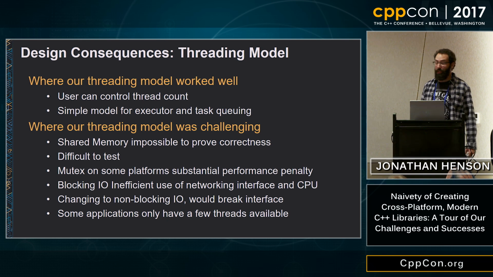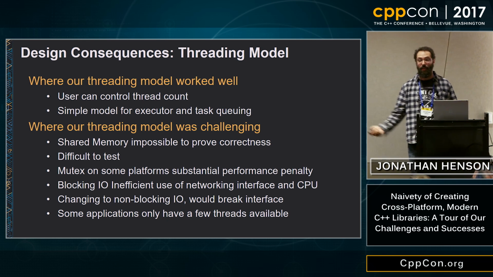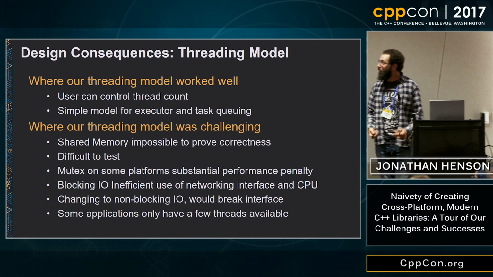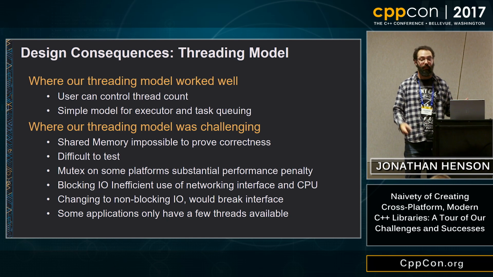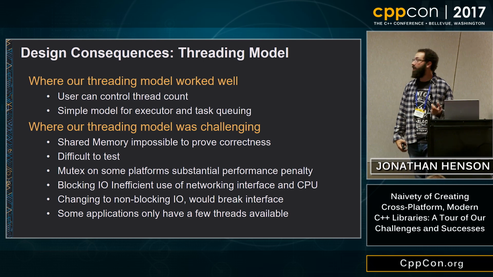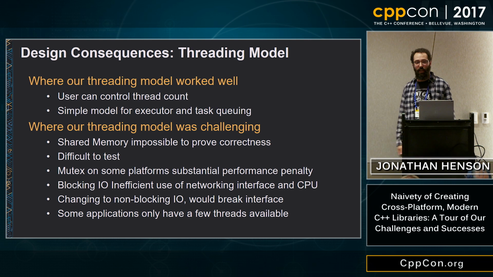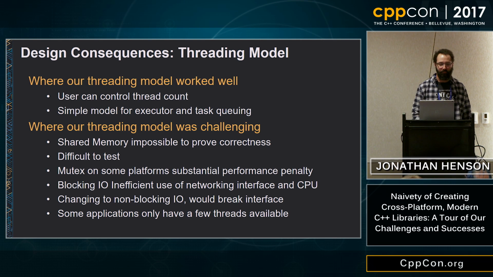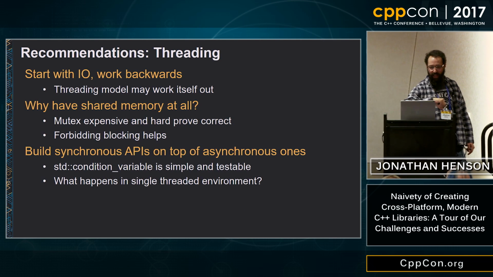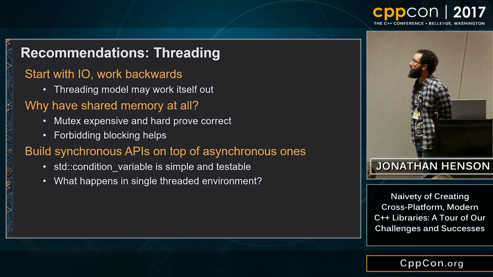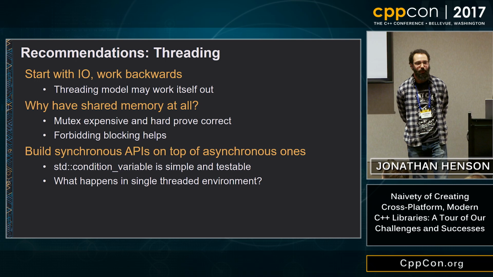And some applications only have a few threads available. Let's go back to game engines. What if there's only one thread? So you've made it non-blocking from the user's perspective, but you may queue up 100 web requests, all of which have to wait for the other one to finish before they can execute. So my recommendation here: start with your I/O model and work backwards. And your threading model may just work itself out.